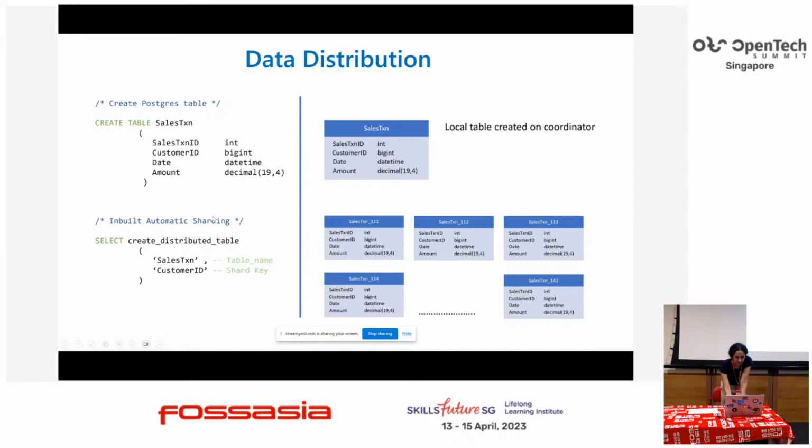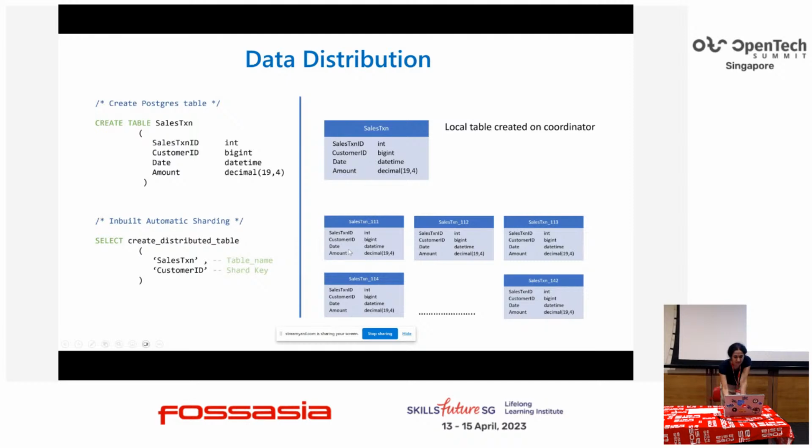And then when we say create a distributed table, and then I'm giving it the customer ID as the shard key, and then I'm saying I want this as a sales transaction table. So create a shard on this customer ID. So you will see that all customer ID 111 will be considered as one shard, customer ID 112 another. So all the sales transactions for one particular customer will be stored as a single shard.